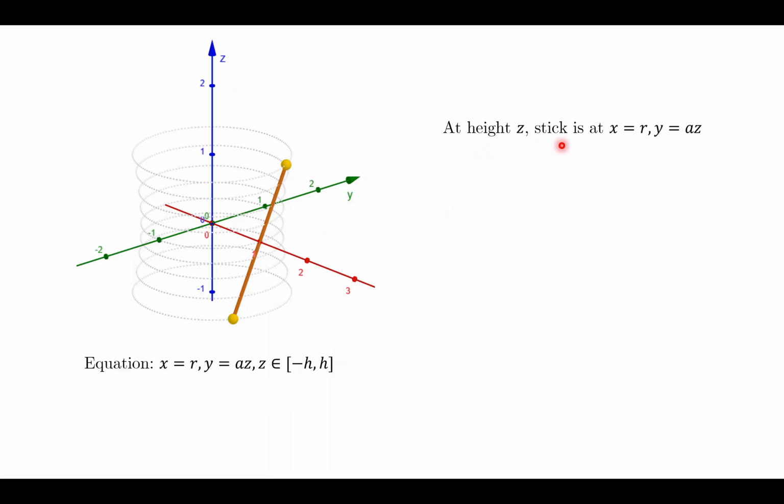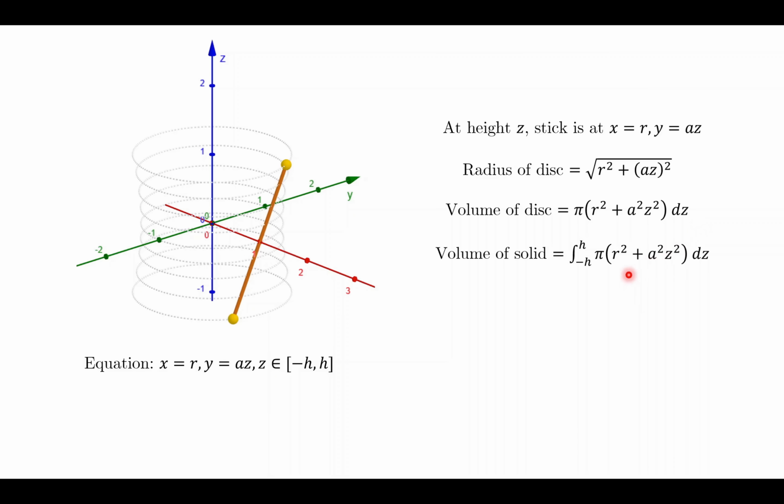So at height z, the stick, as I mentioned, is at x coordinate r and y coordinate az, which means the radius of the disk is the square root of r squared plus a squared z squared. So the volume of the disk at height z of thickness dz is pi times the radius squared, which is r squared plus a squared z squared, times the thickness dz. To find the volume of the solid, all we need to do is integrate this over z ranging from minus h to h, which you can do very easily because this is with respect to z, so the antiderivative of z squared is just 1/3 z cubed.